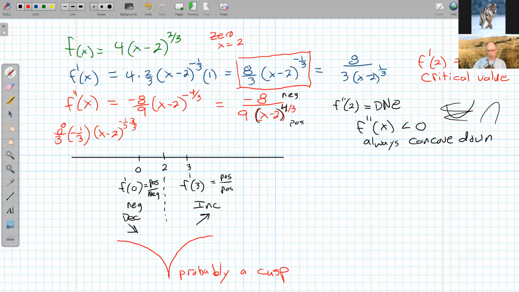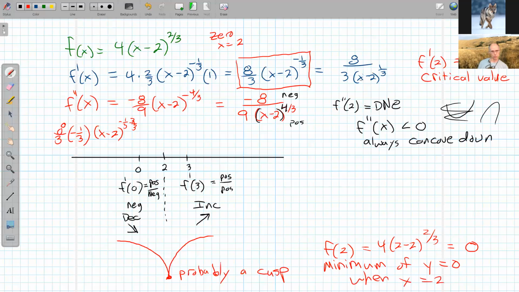All right, so what else can we double check? We can find the value here. What point is that right there? That would be f of 2. And f of 2 is equal to 0, right? Because we're going to have 4 times 2 minus 2 to the 2/3, and 0 to the 2/3 is 0, times 4 is 0. So because it's concave down, we have a minimum of y equals 0 when x equals 2.